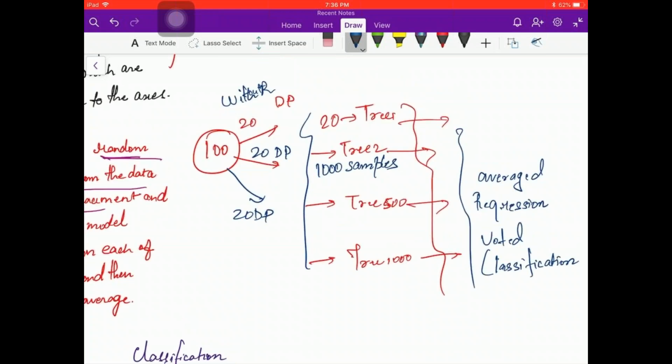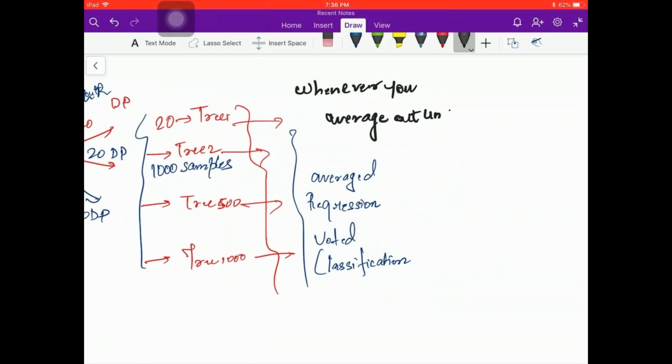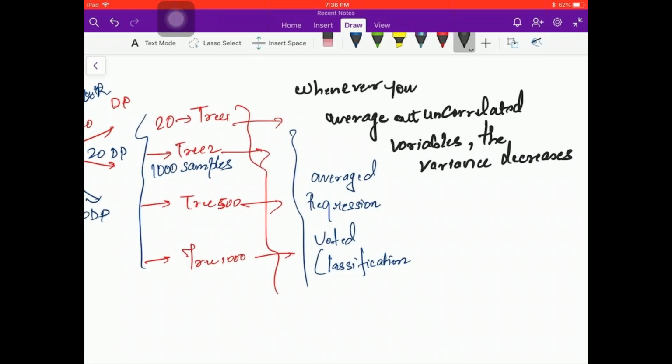So why are you doing this? It's kind of a statistical concept where you don't have to go into depth of what it is, but just remember this. Whenever you average out uncorrelated variables, the variance decreases.